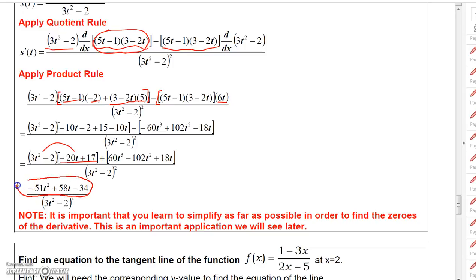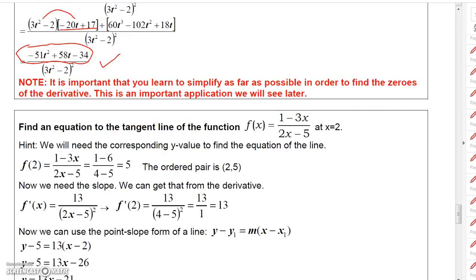this is what I got when I did all that: minus 51t squared plus 58t minus 34, all over (3t squared minus 2) quantity squared. So again, you want to simplify that as far as you can.